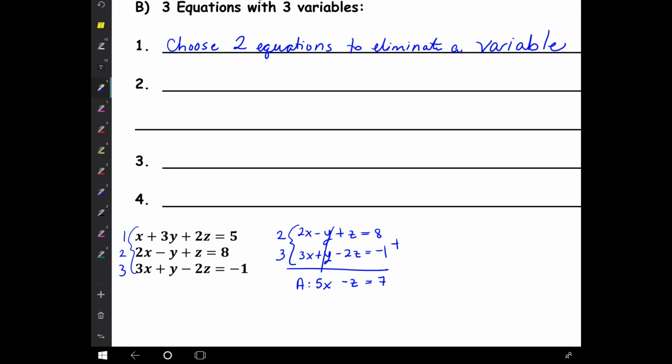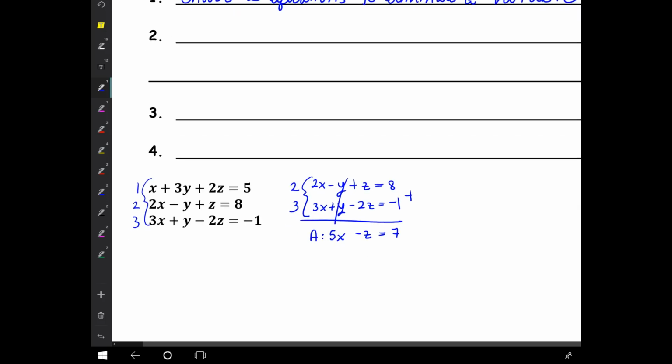Step 2 is you need to choose the equation you have not worked with yet. So which equation have we not worked with yet? Equation 1. I have to choose equation 1 and one of the others, and I have to eliminate the same variable, because I want a system of equations with just 2 variables. Those are ones I know how to easily solve. So step 2, let's take the equation that we haven't worked with. So we're going to take equation 1, which is x plus 3y plus 2z equals 5.